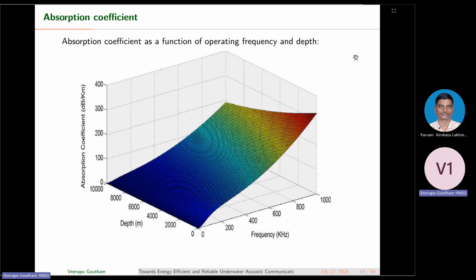When you plot this, if you see properly, if there is an increase in frequency, then the absorption loss is more. This is indicating that high frequency signals cannot travel for longer distances due to very high absorption losses. When there is an increase in frequency, the absorption loss is increasing.